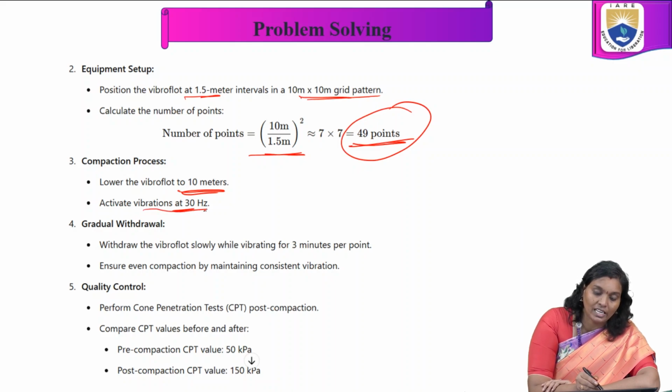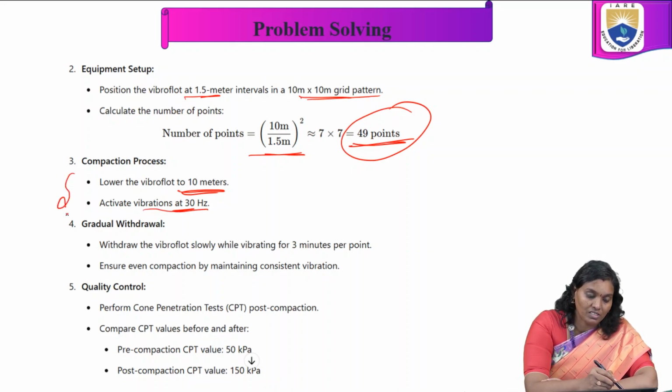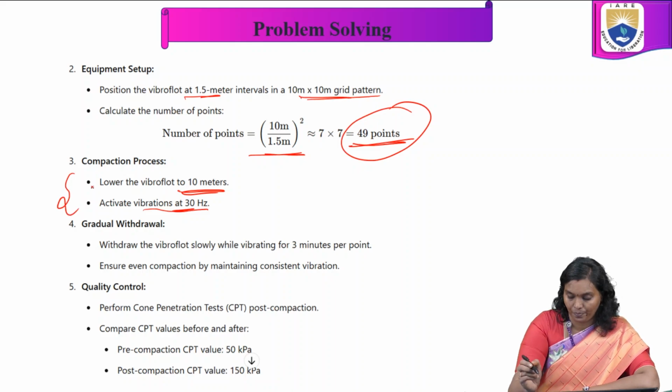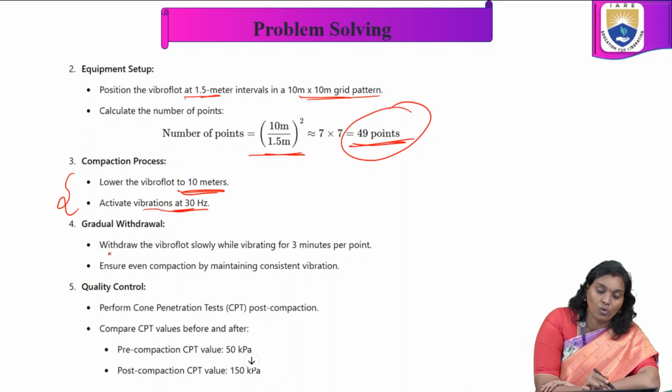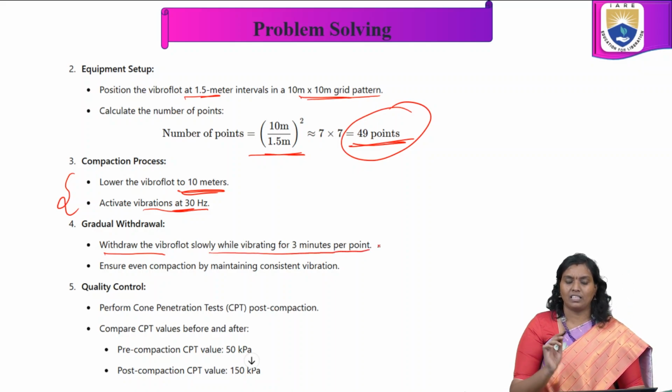Activate vibrations at 30 Hz. This is the compaction process we follow for vibro compaction, for getting the required compaction properties for the construction. Now gradual withdrawal: we withdraw the vibro float slowly while vibrating for 3 minutes per point.